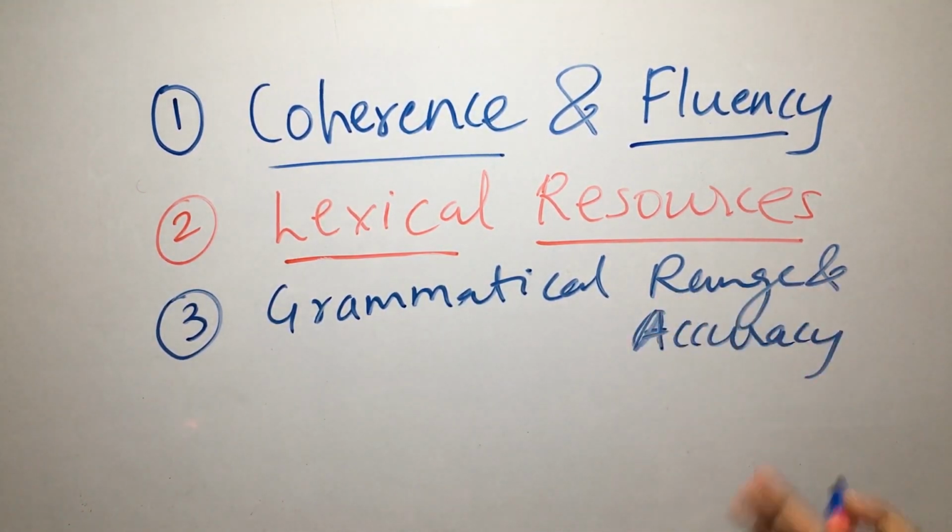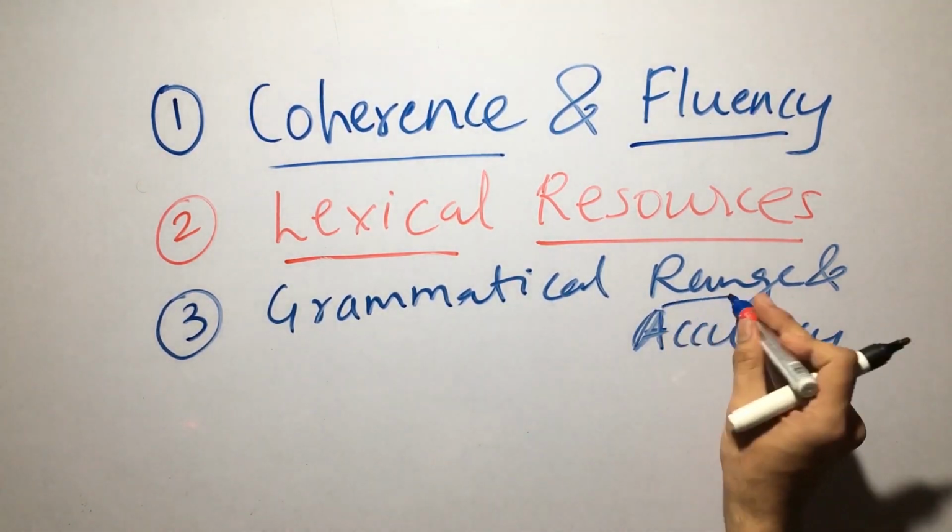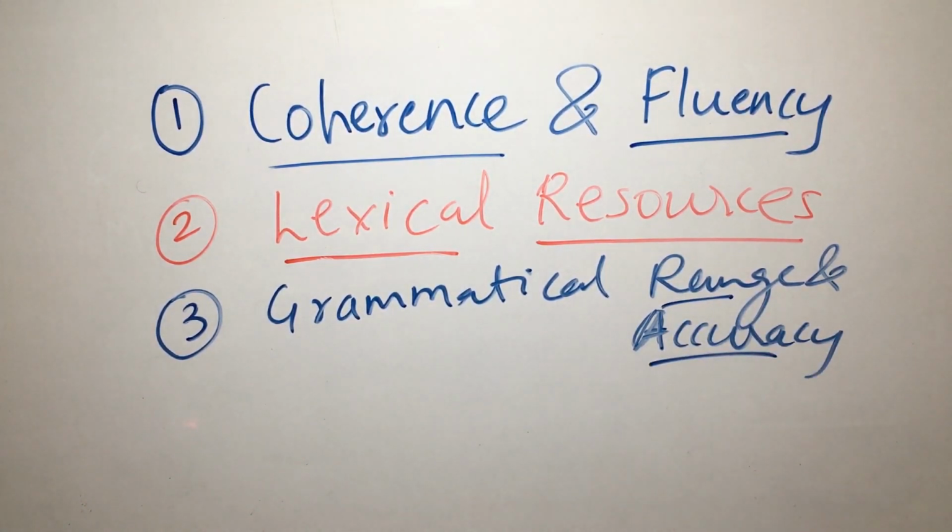What is the meaning of this grammatical range and accuracy? Both. First of all, your grammar is supposed to be as correct as possible. You cannot have incorrect grammar. What do I mean by that? Let me just give you an example. These two words are important for us: range and accuracy.